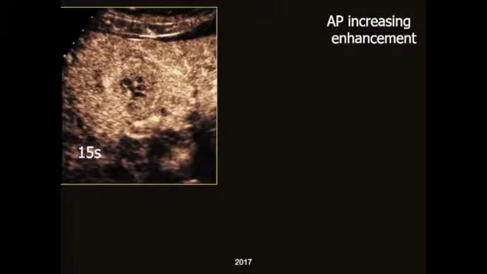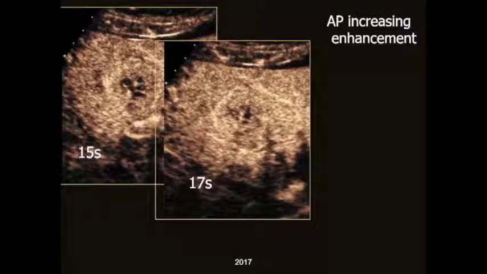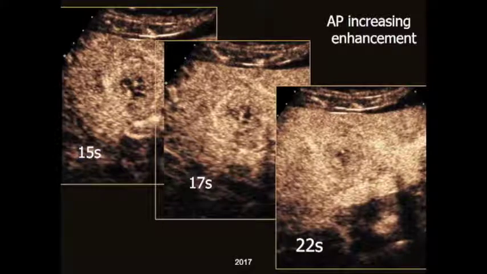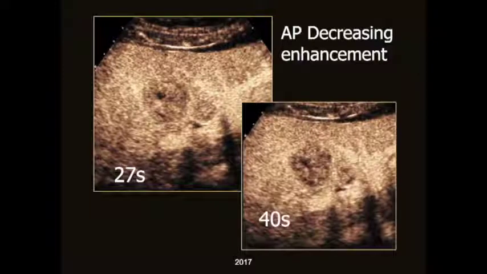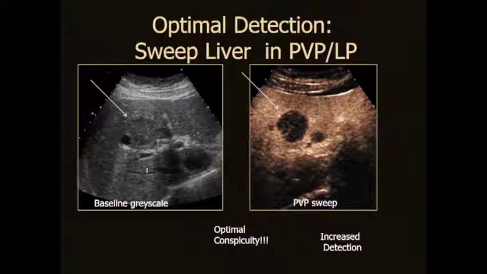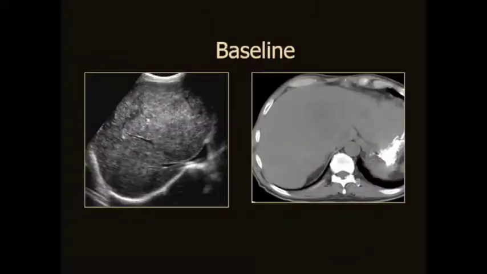But the first images that I will show you here show that dominant mass with increasing enhancement. So both the liver and the lesion are increasing in enhancement up to around 22 seconds. However, from here, we now start to have decline. So we have to judge washout relative to the level of enhancement that the lesion acquired in the arterial phase, but this lesion washes out. And of course, in the portal venous phase, when we would be sweeping the liver, you can see that the conspicuity would be greatest and we would detect the largest numbers of lesions.